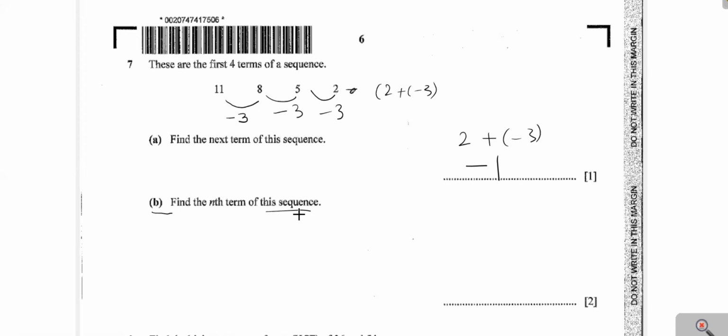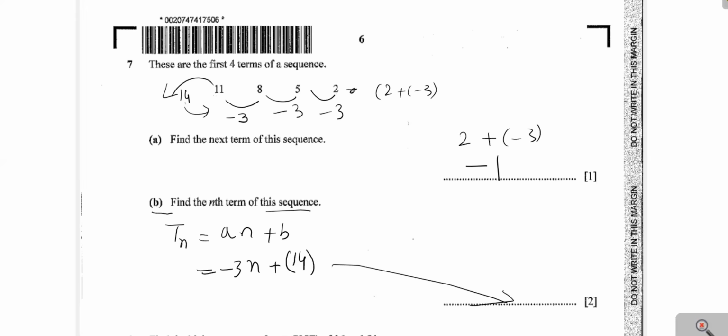Part B, find the nth term of this sequence. This is a linear sequence. The nth term of this linear sequence, we can write Tn equal to an plus b. a is the common difference. Here the common difference is minus 3. Therefore, this value becomes minus 3, and b is the previous term of this sequence. The previous term we can calculate if we add 3 to this value, we get 14. When we add minus 3 to 14, we get 11. Therefore, this is the 14, and this is the nth term of the sequence.